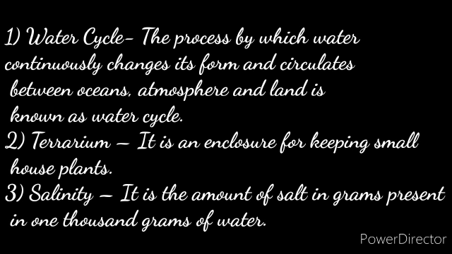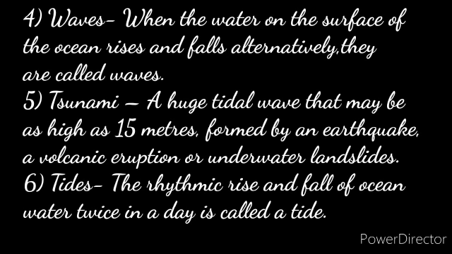Second number is terrarium. Terrarium is an enclosure for keeping small house plants. Third number is salinity. Salinity means the amount of salt in grams present in 1000 grams of water. Okay, next. Fourth number is waves. When the water on the surface of the ocean rises and falls alternatively, they are called waves.